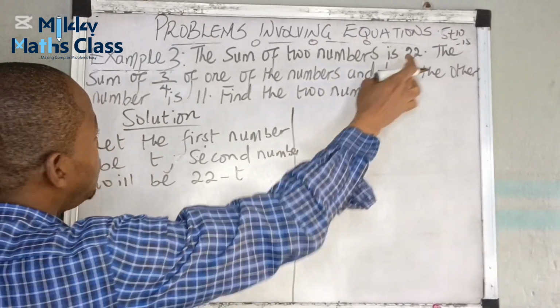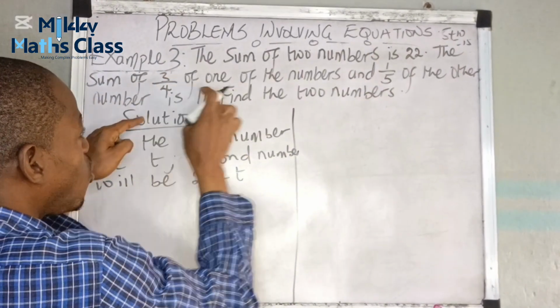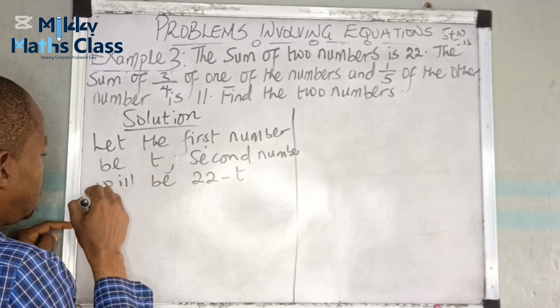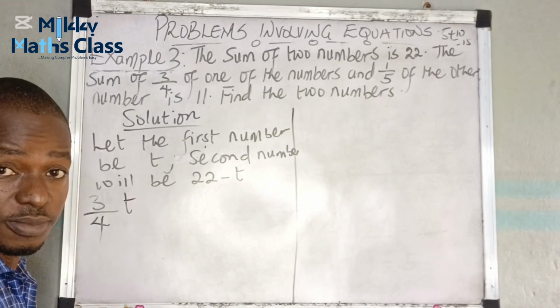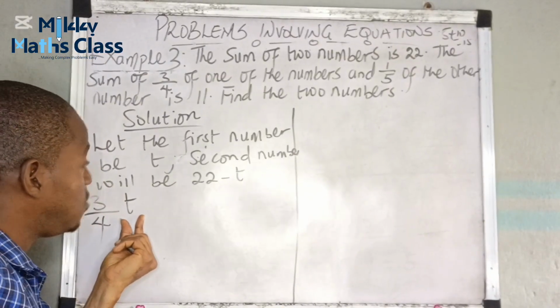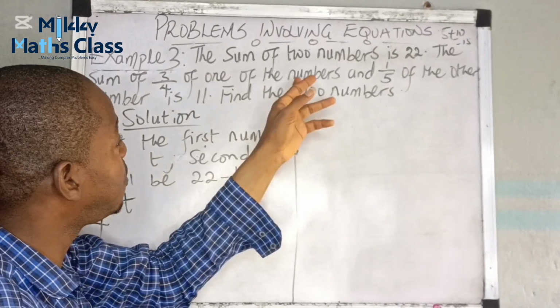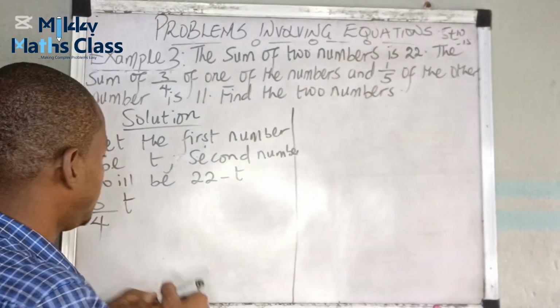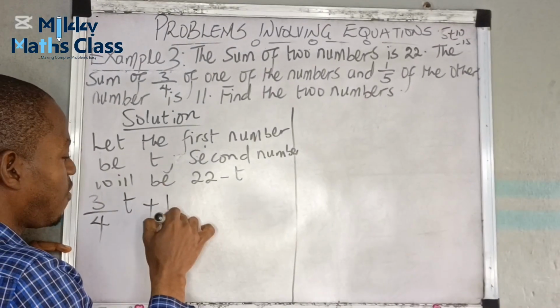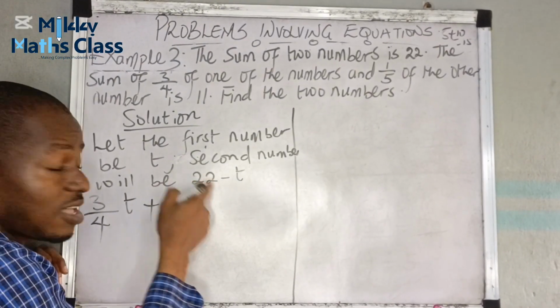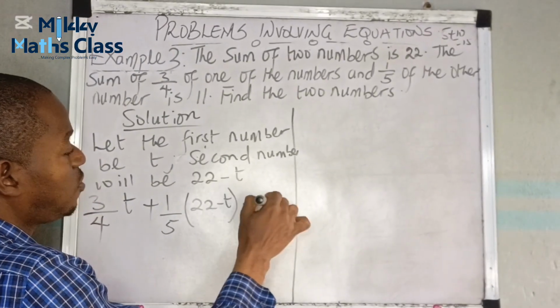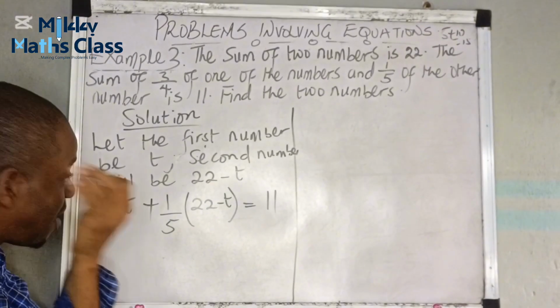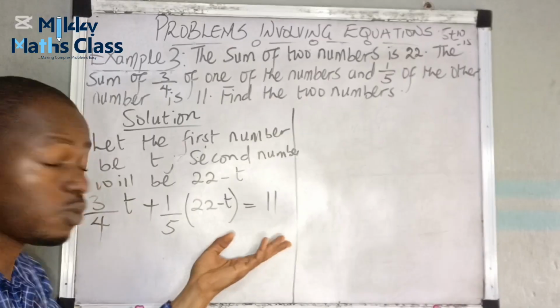Now, the sum of 3/4 of one of the numbers. So let's say 3/4 of one of the numbers, 3/4 of t. Of means multiplication. 3/4 of this t, and 1/5 of the other, that's plus 1/5 of 22 minus t, is equal to 11. Find the two numbers. So we have brought out our equation.